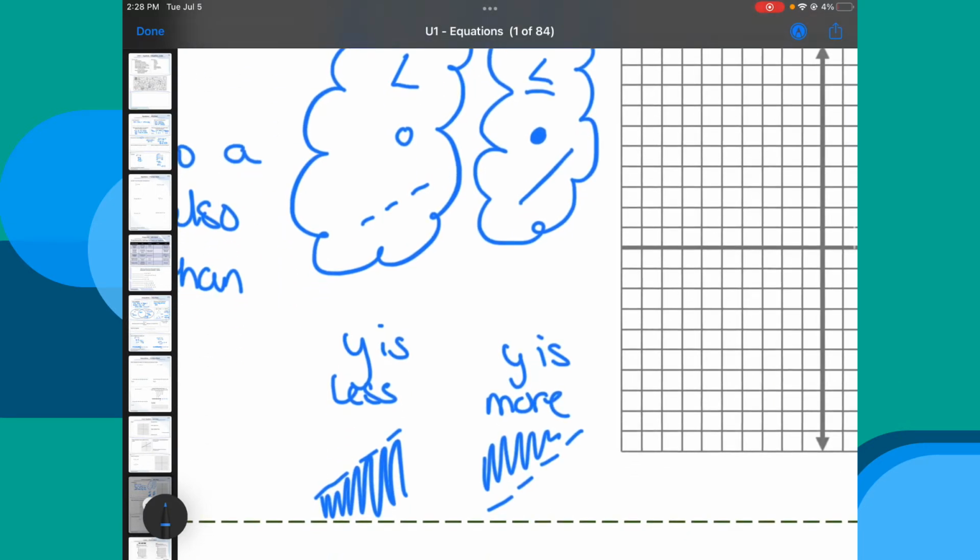We want to really pay attention to what they're telling us about y. Is y less than the line? We would shade below the line. Or maybe y is more than the line. So then we would shade above the line.